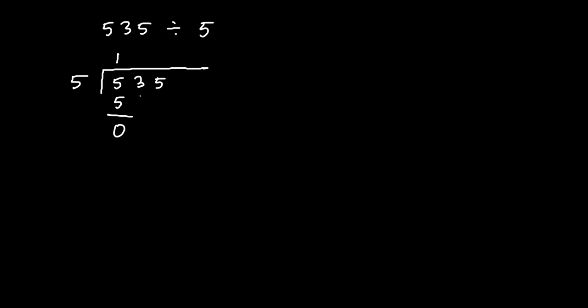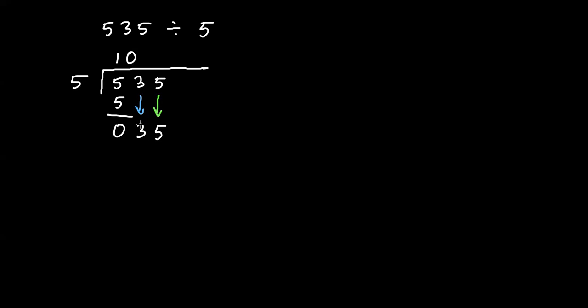Then we bring down the next digit, and then we see how many times 5 goes into 3. So 5 doesn't divide 3, so we have to bring down another digit. So this becomes 35. But when we bring down the second digit, we have to add a 0 at the top. And we do that for every subsequent digit that we bring down. So it's only the first digit that we bring down that we don't add a 0 at the top.